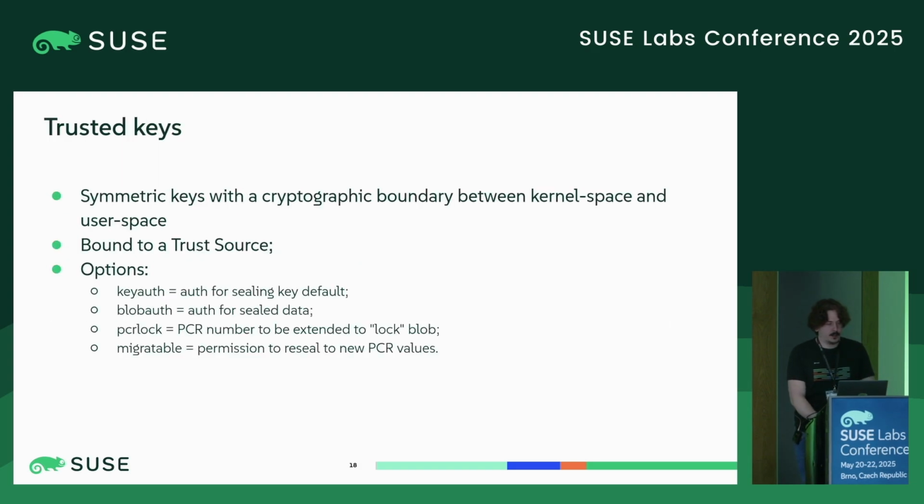So, this brings us to the notion of trusted keys, which is a recent development of the kernel. They are symmetric keys bound by a trust source, and they establish this cryptographic boundary between the kernel space and the user space, and they would allow us to implement this notion of the cryptographic boundary for the Linux kernel, and use it as you would use a smart card.